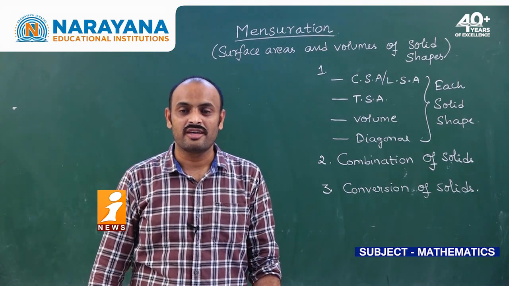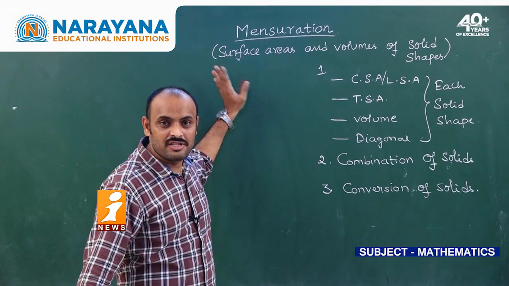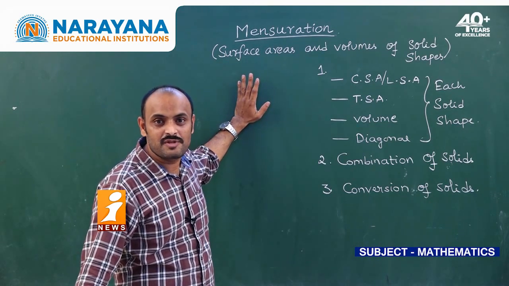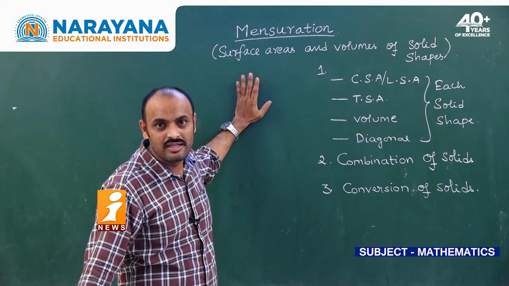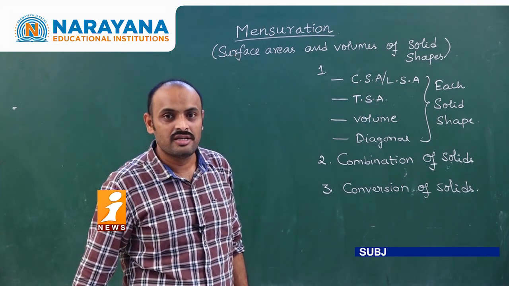Today we are going to see a chapter called mensuration, which is very useful for 10th class board exams, both AP and Telangana. The weightage of this chapter is around 7 to 8 marks.